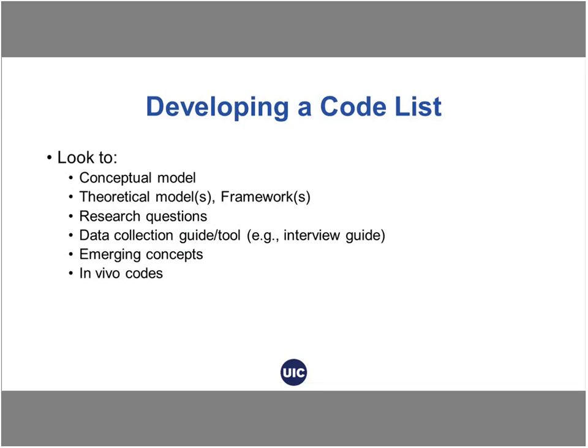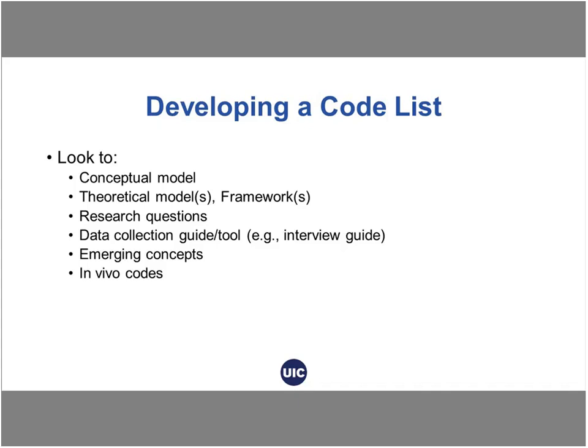So the ways that you develop a code list are: you might look to a conceptual model that you developed when you were preparing to conduct the study. You might look to established theoretical models or frameworks. There's a lot in public health that are really instructive. You will look to your research questions. Why did I do this study in the first place, and what is it that I'm trying to understand? You might also look back at your data collection guide or tools. For example, if you conducted interviews, what were the questions on your interview guide? Those might tell you right then, these are the 15 codes based on these 12 questions that I really want to figure out.